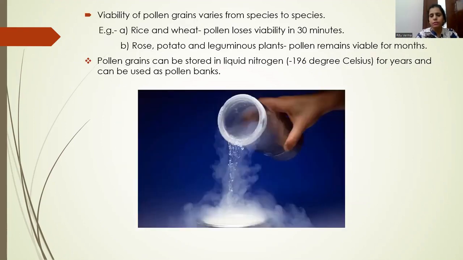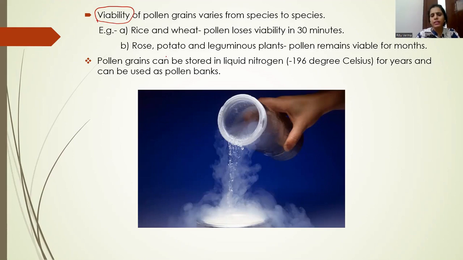The last point about pollen grains is that their viability varies from species to species. The meaning of the term viability is that after release from the anther of the plant, for how many days these pollen grains have the ability to germinate if they fall on the stigma of the plant. So how long they have the ability to germinate. And this viability of pollen grains varies from species to species.